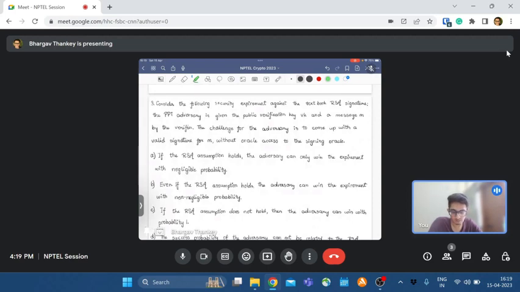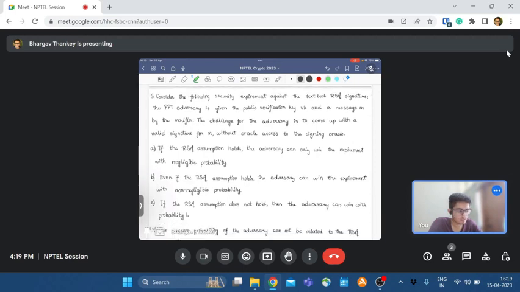Okay, so now let's look at the third problem. The third problem is the following. Consider the following security experiment against the textbook RSA signature. The PPT adversary is given the public verification key VK and a message M by the verifier. The challenge for the adversary is to come up with a valid signature for M without oracle access to the signing oracle. That is, without even asking one query to the signing oracle.